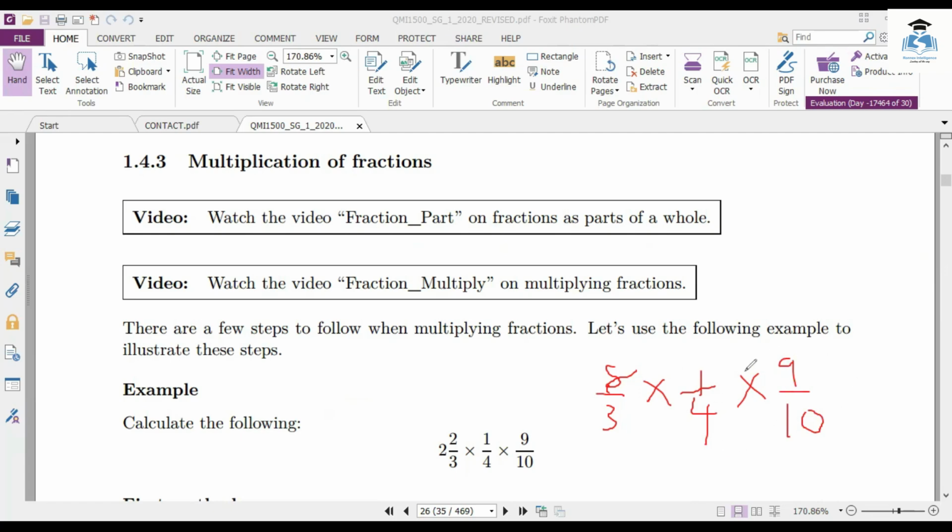When you look at this one, you realize that 3 is a factor of 9. So you can reduce 3 into 3, that's 1, 3 into 9, that's 3. Then 4 is a factor of 8. So you reduce 4 into 4, 1, 4 into 8, 2. Then 2 is a factor of 10. You reduce 1, and this one, 5. So your final answer will be 3 over 5.